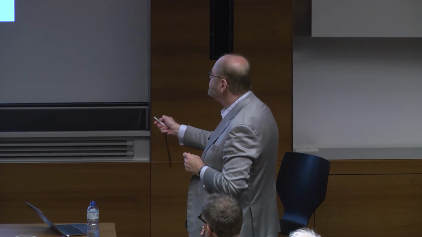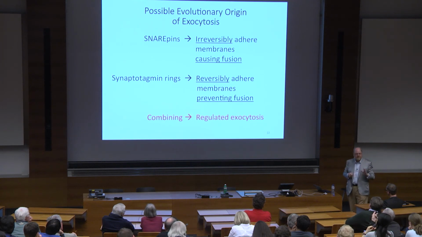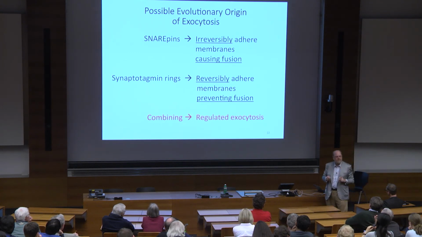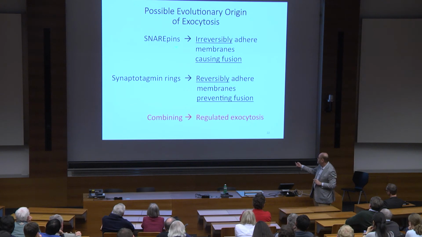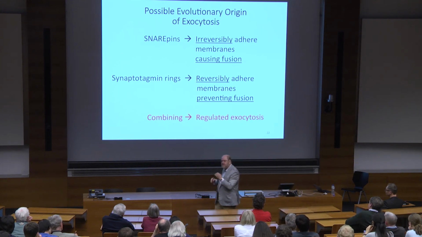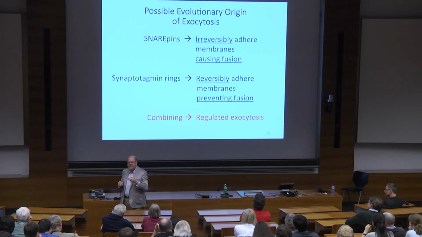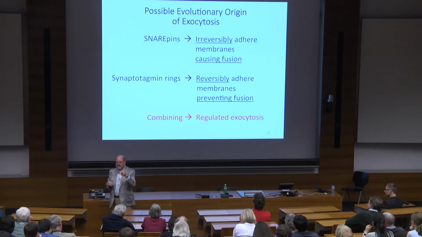They have SNAREpins, and the SNAREpin's job is to irreversibly adhere membranes, inexorably causing fusion once they have begun to engage. This is the fusion engine. Then they also have synaptotagmin rings. Their synaptotagmin rings are not even located in vesicles. They're located in the endoplasmic reticulum to form spacers, close apposition with the plasma membrane.